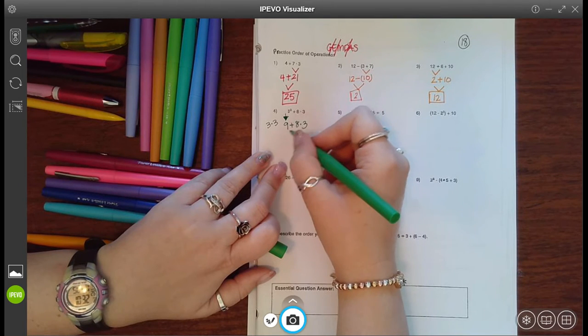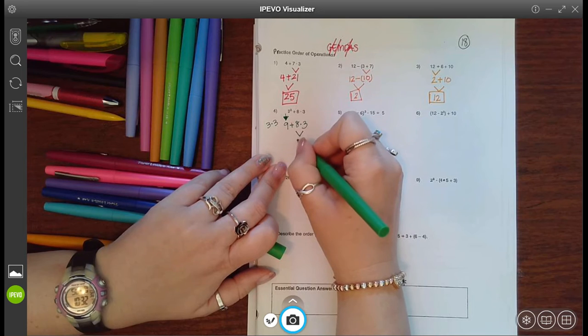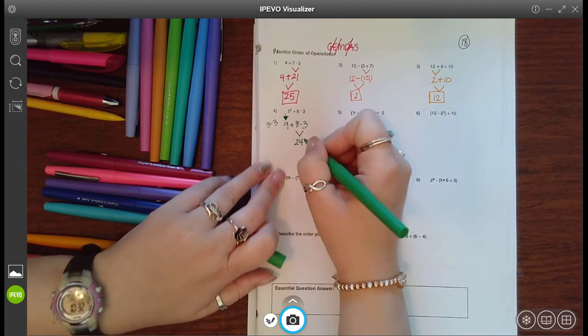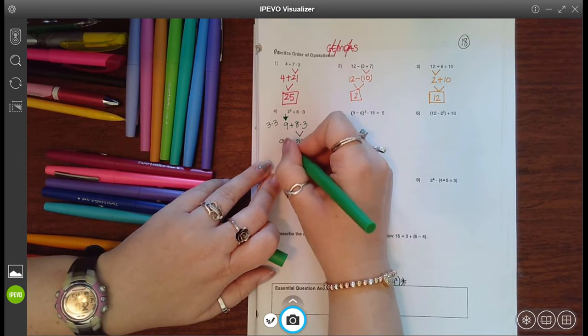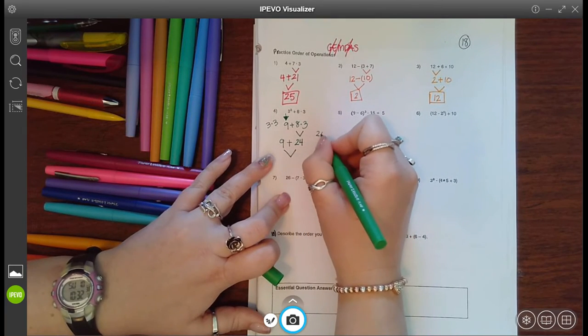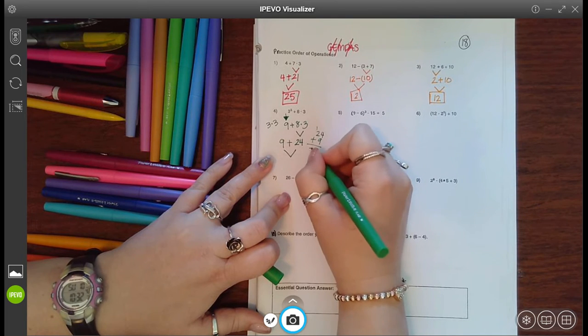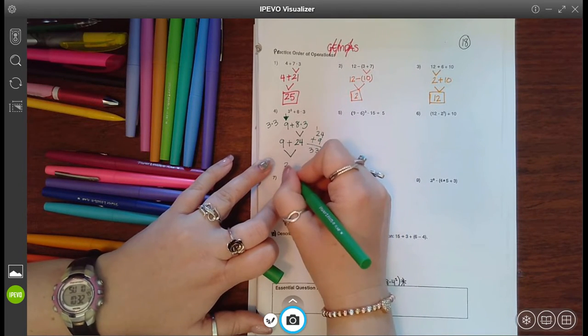Okay, parentheses are gone, exponents are gone, multiplication or division, right there. 8 times 3 combined to make 24. Bring down that plus 9. And now I just need to simplify that. And don't be afraid to actually write it out if you need to, okay? I'd rather you get the right answer than try to do it in your head and miss it.